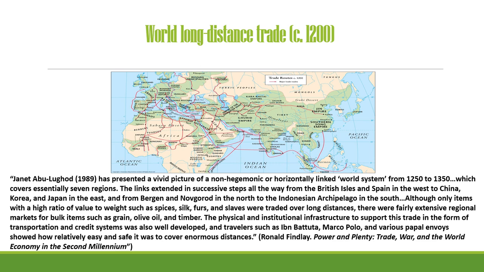A quote from a really good book called Power and Plenty about world trade says something about this map. Janet Abu-Lughod, in a book from 1989, a noted scholar in this field, has presented a vivid picture. So this is another author, Ronald Findlay, talking about this other scholar's work. So she presented a vivid picture of a non-hegemonic or horizontally linked world system.